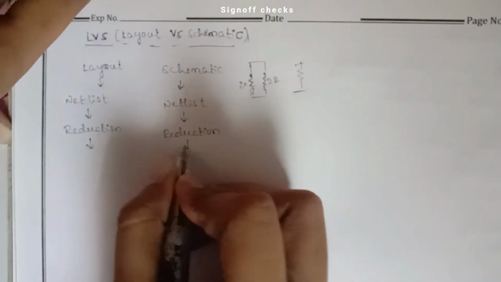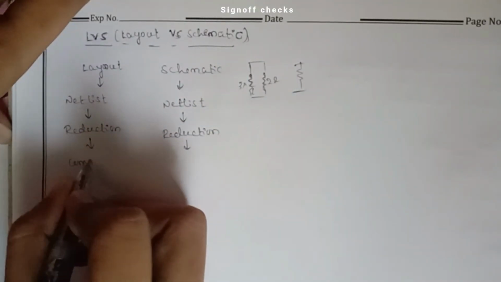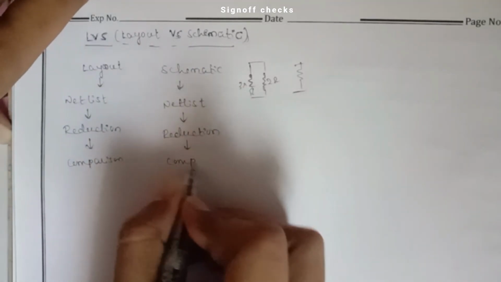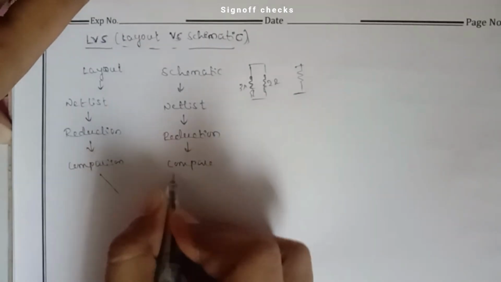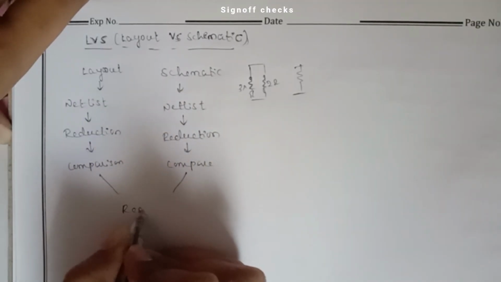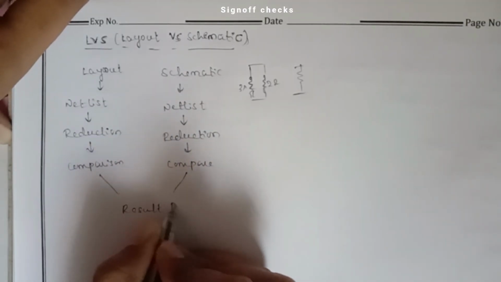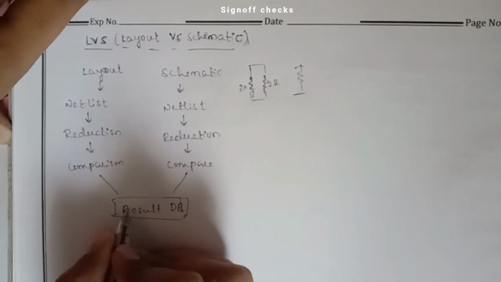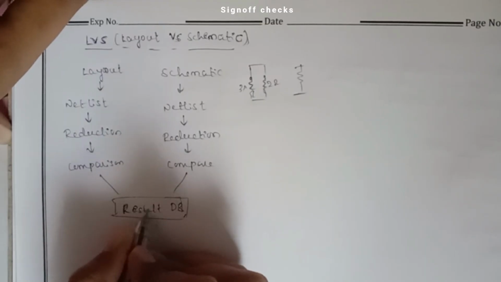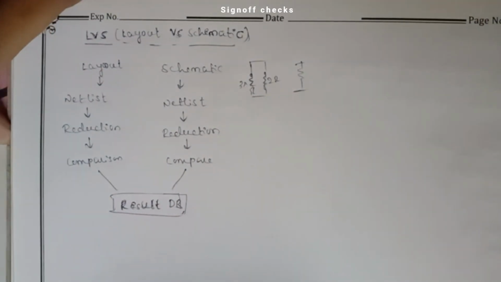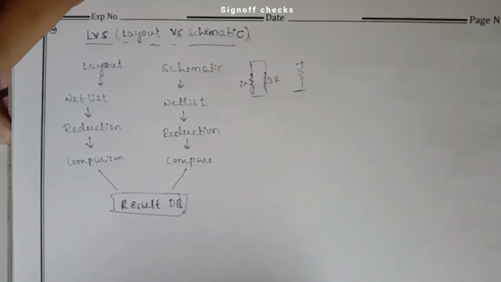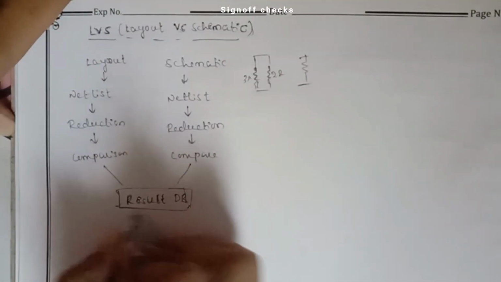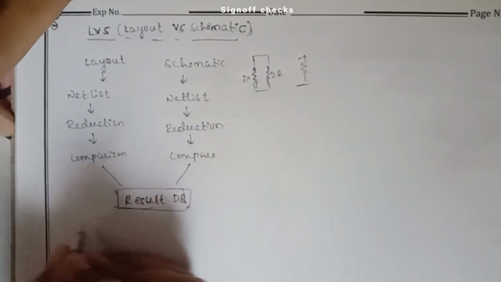Then it goes under comparison. Both will be compared and then the result will come in the database, and this is the process of how it exactly works. So layout and schematic really work like this. And what errors it will throw, I already said those.